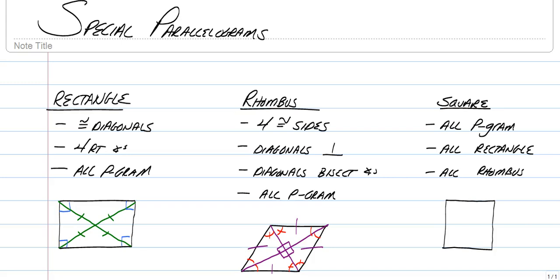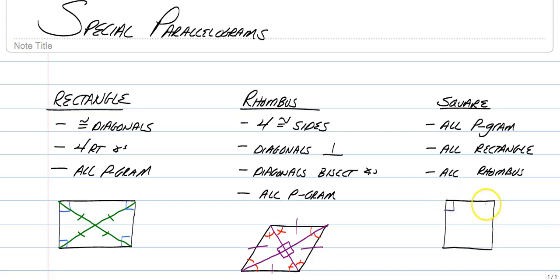Okay? Finally, the last one we need to talk about is a square. Now, a square has every single property that we've talked about so far. A square is pretty much the perfect parallelogram, or the perfect quadrilateral. It actually has a word for it. It means it's a regular quadrilateral, meaning all sides are congruent, all angles are congruent.